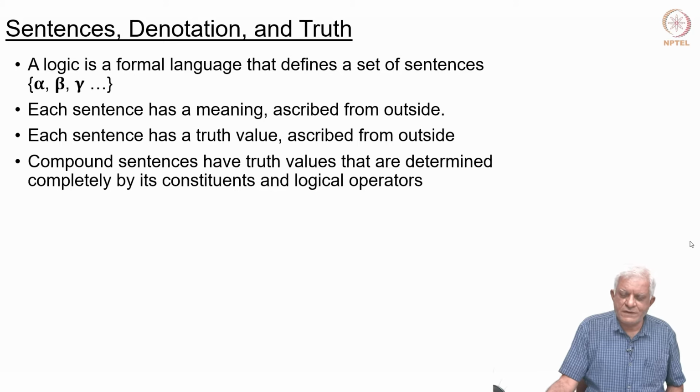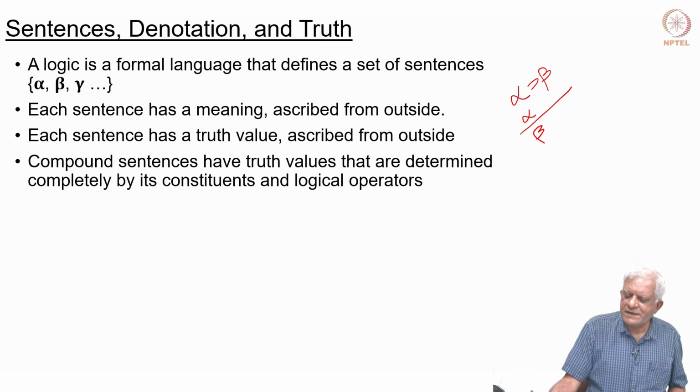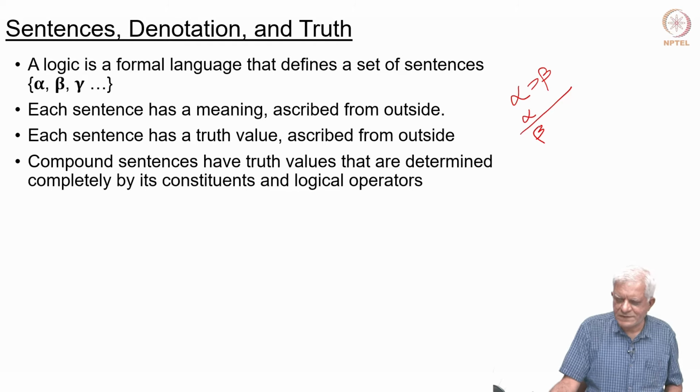Compound sentences have truth values that are determined completely by their constituents and logical operators. In fact, it is the fact that we have these constituents and these logical operators that allows us to make inferences. Our favorite rule of inference said that if you have alpha implies beta, and if you have alpha, then you can infer beta. That is because there is some connection between the first two sentences: alpha is common, and of course, the meaning of the logical connective will tell us whether we can have beta or not. We have studied this quite a bit by now.